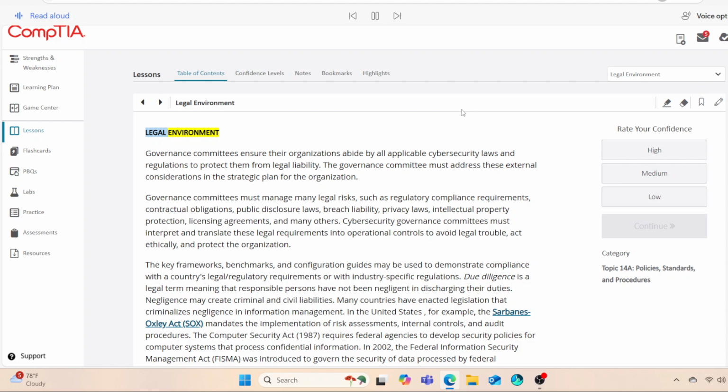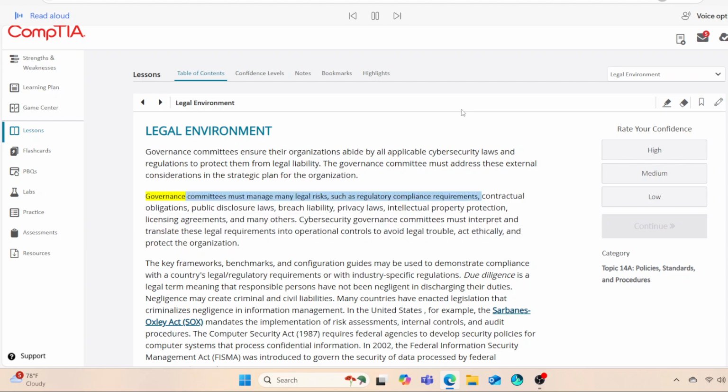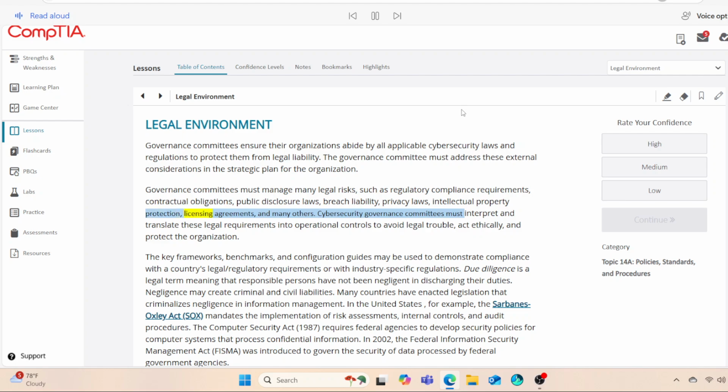Legal environment. Governance committees ensure their organizations abide by all applicable cybersecurity laws and regulations to protect them from legal liability. The governance committee must address these external considerations in the strategic plan for the organization. Governance committees must manage many legal risks, such as regulatory compliance requirements, contractual obligations, public disclosure laws, breach liability, privacy laws, intellectual property protection, licensing agreements, and many others.